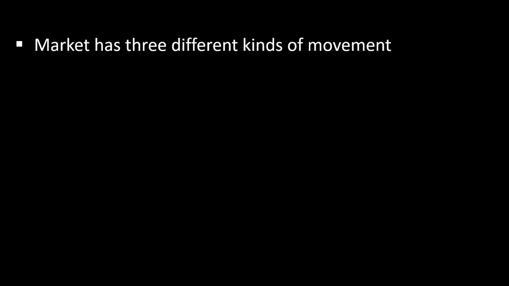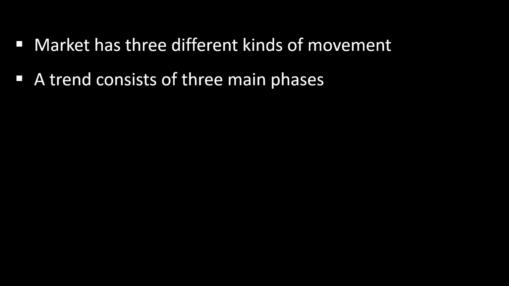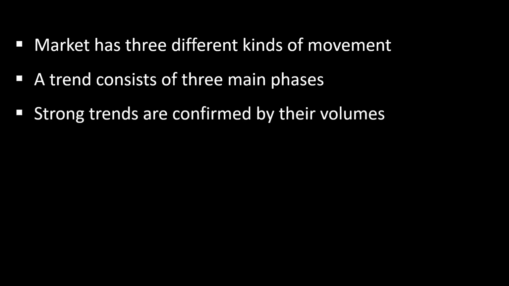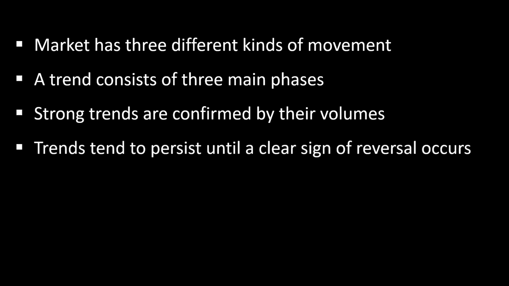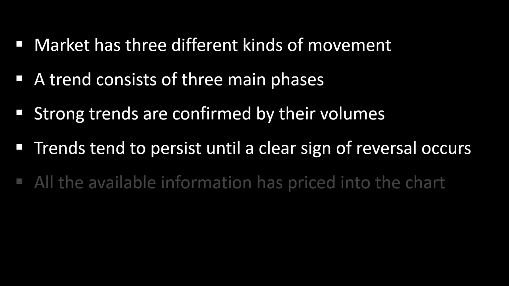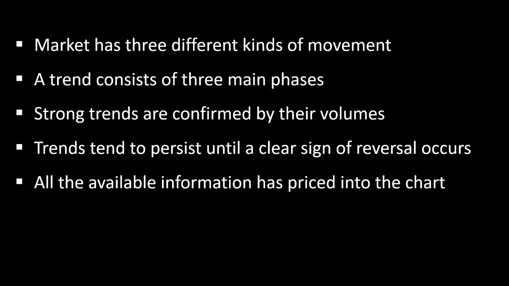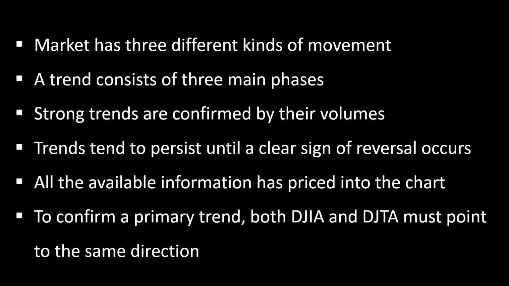Number 1, market has 3 different kinds of movement. 2, a trend consists of 3 main phases. Number 3, strong trends are confirmed by their volumes. Number 4, trends tend to persist until a clear sign of reversal occurs. Number 5, all the available information has priced into the chart. And the last one, to confirm a primary trend, both DJIA and DJTA must point to the same direction.